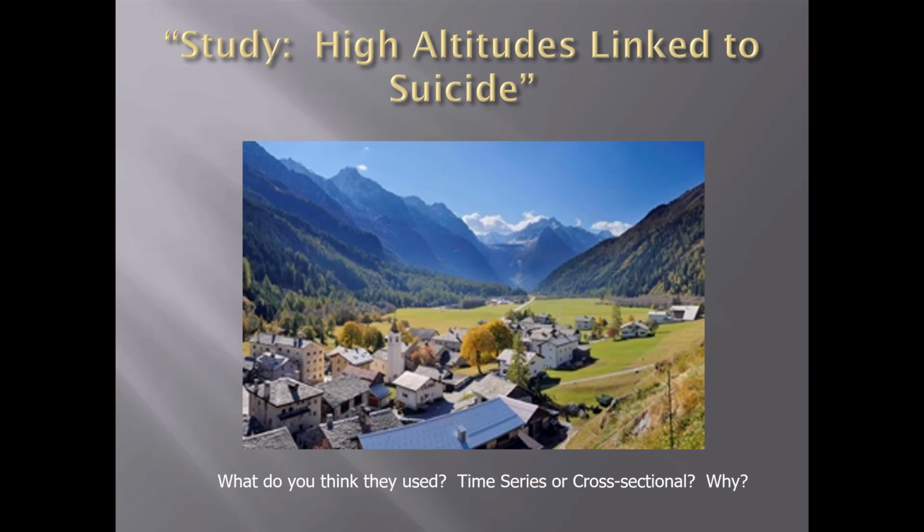Now here's a study, a headline I saw recently, high altitudes linked to suicide. Really one of those headlines that makes you question, how is it measured? What are the statistics involved? And most likely it was a cross-sectional study because they grabbed information at one point in time. They just looked at altitudes at one point in time and the suicide rates at that one point in time. Notice you wouldn't need a time series because altitudes don't change over time. So that wouldn't make sense. And yeah, maybe a different study would want to track suicide rates over time, but that's not the point of this study. They wanted to look at the relationship.